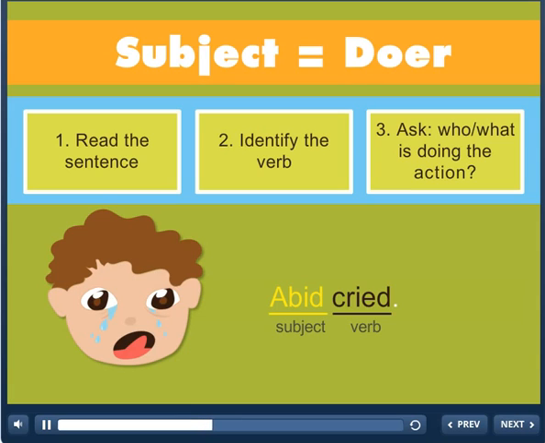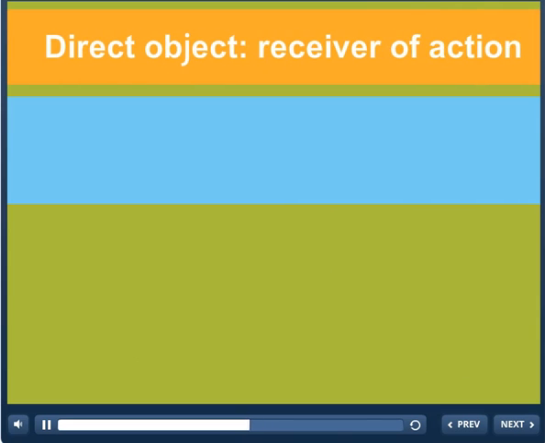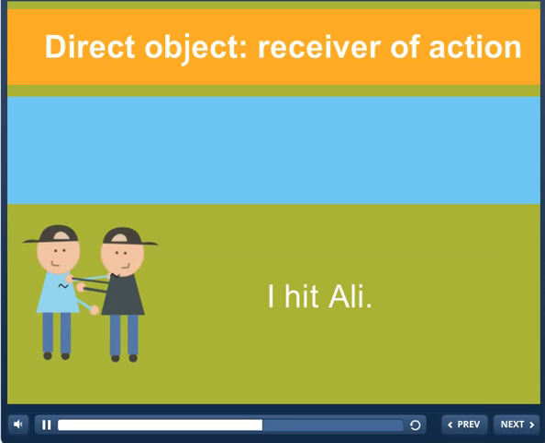Some verbs have objects, that is, the receiver of the action, or the person or thing on whom the action is being done. We will learn about two types of objects for a verb. One is the direct object, the receiver. For example, in the sentence, I hit Ali, hit is the verb, I is the subject. And Ali is receiving the action, that is, he is being hit. Ali is the direct object.